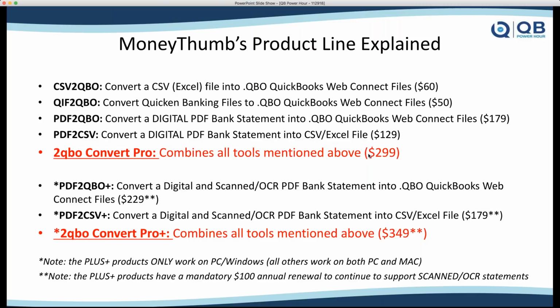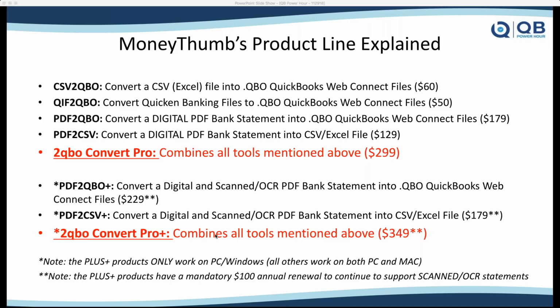Scan statements cost a little bit more, and there's an annual subscription just because there's maintenance and upgrades that they have to do to the software. So there's an additional annual subscription of $100 that you pay after the end of the year when you buy the software. It's $50 more to buy it up front, but an extra $100 per year, only if you're dealing with scan. And if you don't pay the annual fee at the end of the year, the software still works. You just don't get the scan portion.